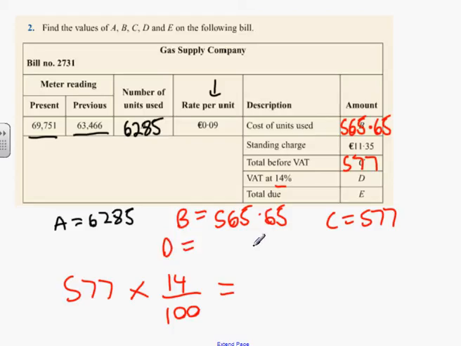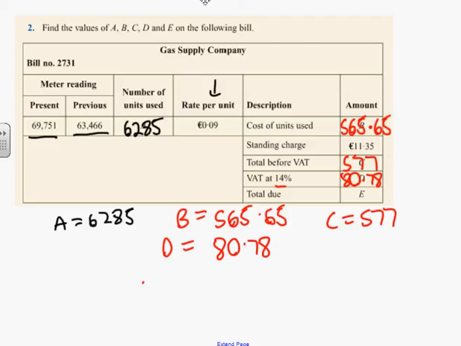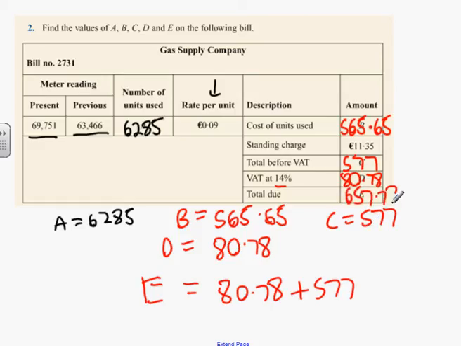So what's D equal to? It's equal to 80.78. And there's our 80.78. Now what happens to VAT and the number? You add them together to get the total. So our E is equal to 80.78 plus 577. That's 657.78. Have you ever done household bills before? Something similar? No. Okay. One more.